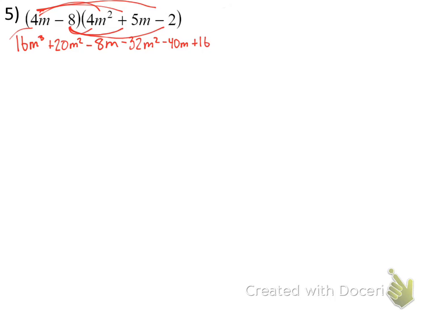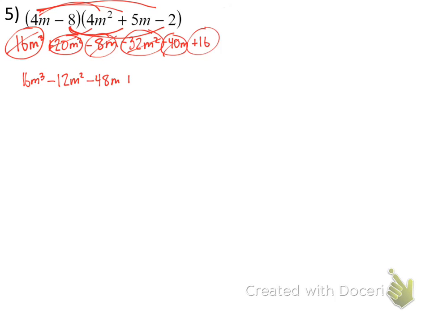Okay, combining like terms, we got 16m cubed. Cross that out. We got 20m squared and negative 32m squared. When you combine those two, you get negative 12m squared. Cross those out. Then we have negative 8 minus 40m. That's going to be negative 48m. So some of you made a mistake there. Please fix it if you made a mistake. And then we have positive 16 at the end. Okay? That's how we do number 5.